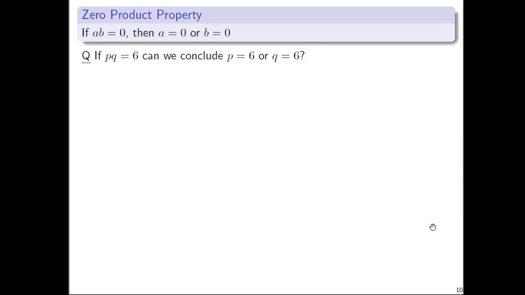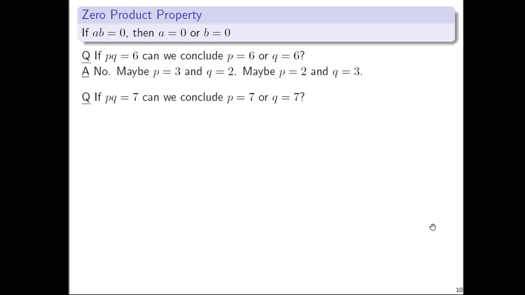Okay, just to double check, question: if P times Q equals 6, can we conclude P equals 6 or Q equals 6? No, maybe P equals 3 and Q equals 2. There are other combinations possible. If P times Q equals 7, can we conclude P equals 7 or Q equals 7? We still can't. I think sometimes people get thrown off thinking, oh, now it's fine because 7 is a prime. And this is not okay.